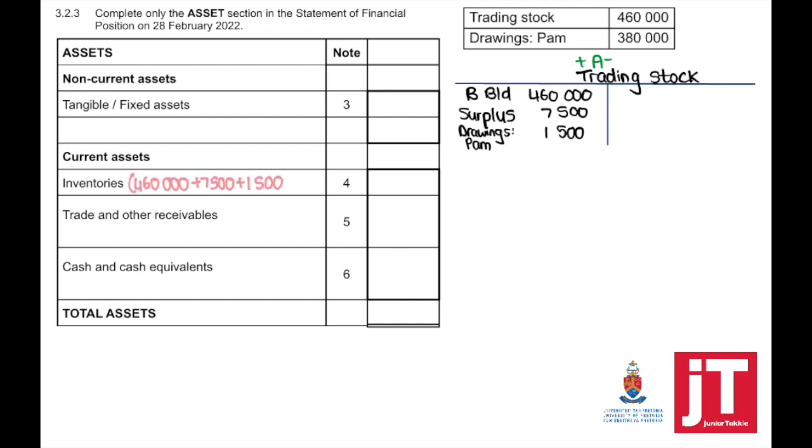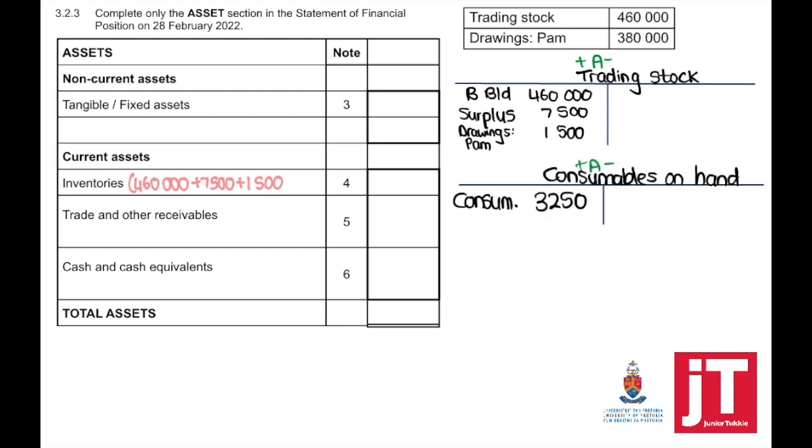So when completing this, we're going to show inventories, 460,000 plus 7,500 plus 1,500. Now remember, your physical stock count, unless they tell you after the physical stock take was done, there was adjustments. Then only am I going to adjust that amount. Otherwise, that should be the amount which will appear in your inventories. We had consumables on hand, cleaning materials, which was left over, 3,250. This forms part of your inventories, so it should be added.